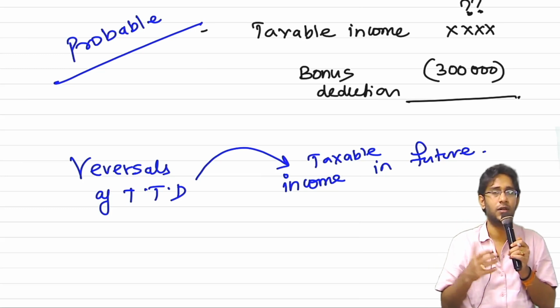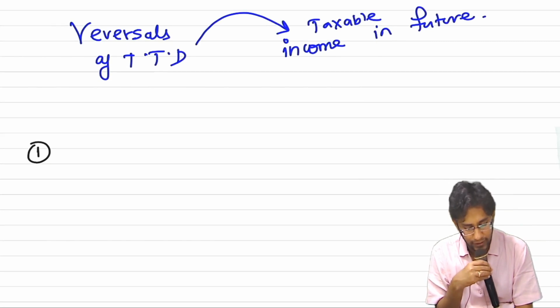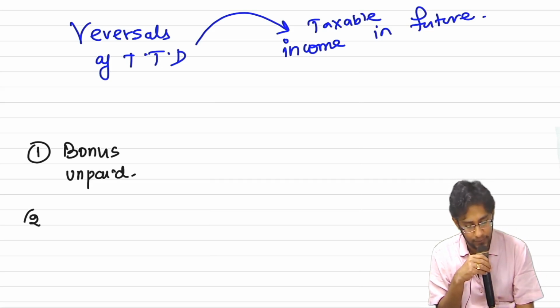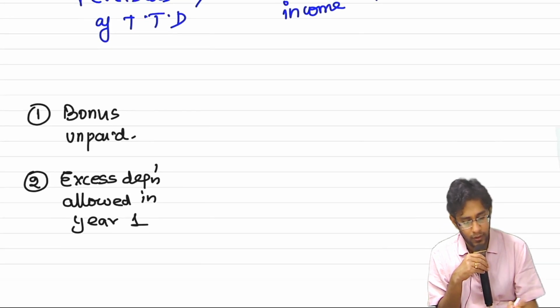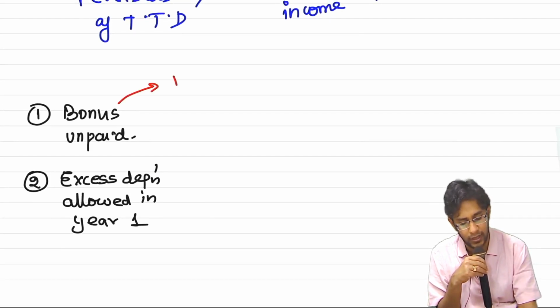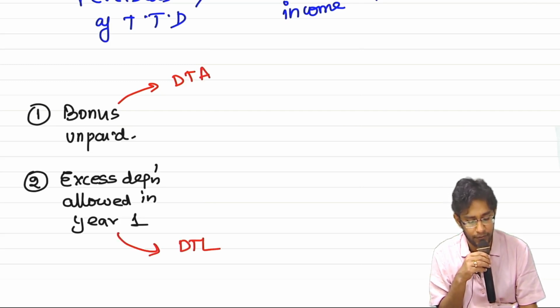Sir, what is all this, sir? Simple. Now I told you one case, which is bonus unpaid. I am telling you another example now. Excess depreciation allowed in year 1. Sir, the unpaid bonus should ideally create a DTA. Excess depreciation should create a DTL.